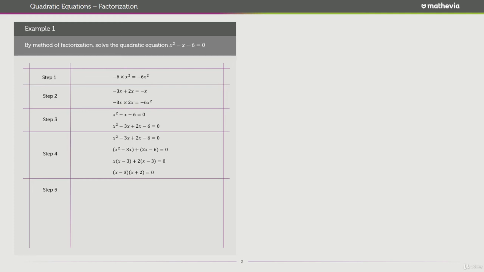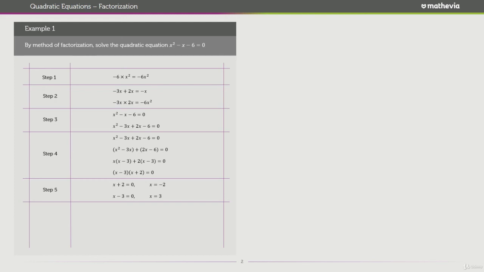So we have two products and the result is 0. The only way that happens is if one of them is 0. So we have either x plus 2 equals 0, x equals minus 2, or x minus 3 equals 0, x equals 3. So our result, if you solve the quadratic equation x squared minus x minus 6 equals 0, you get x equals minus 2 and x equals 3.